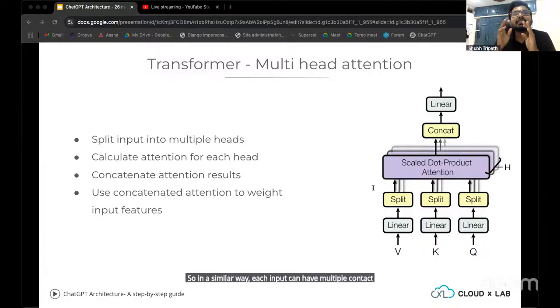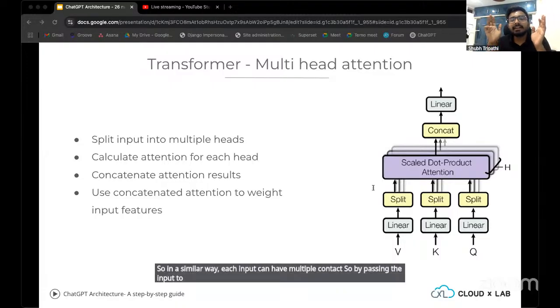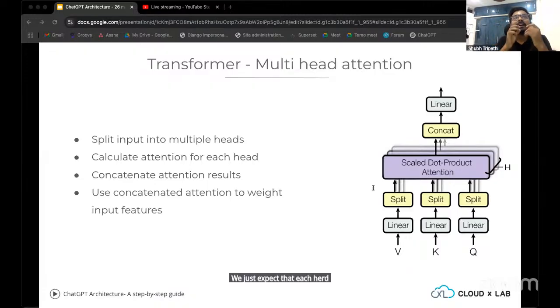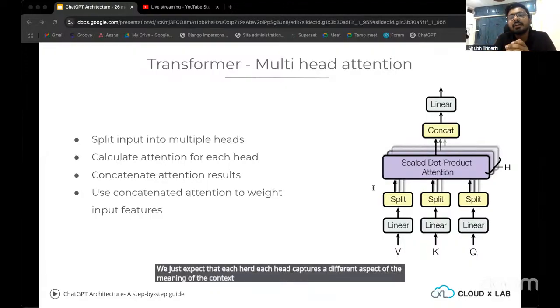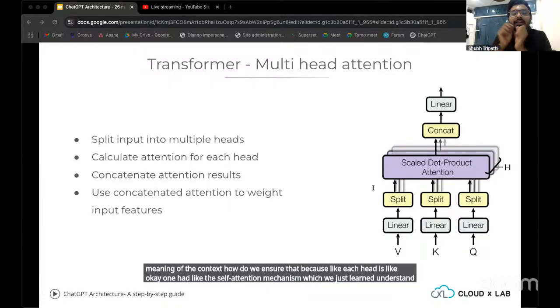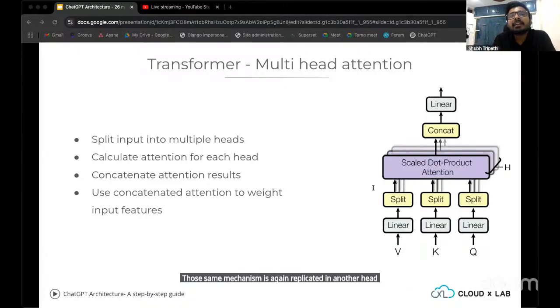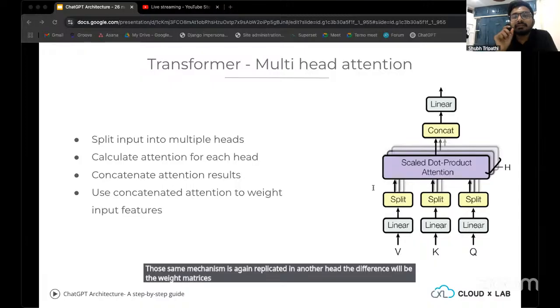By passing the input to different attention heads at the same time, we expect that each head captures a different aspect of the meaning of the context. How do we ensure that? The self-attention mechanism which we just learned is replicated in one head. Now the same mechanism is again replicated in another head. The difference is that the weight matrices will be initialized differently in another head than they were in the first. So, on that basis, the same input will lead to different outputs.